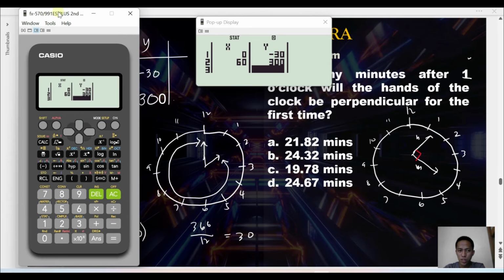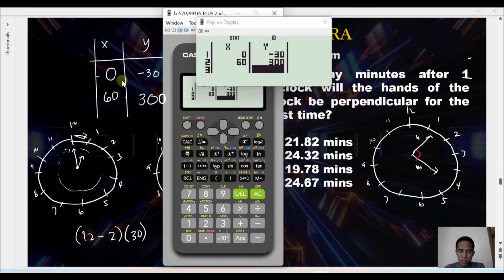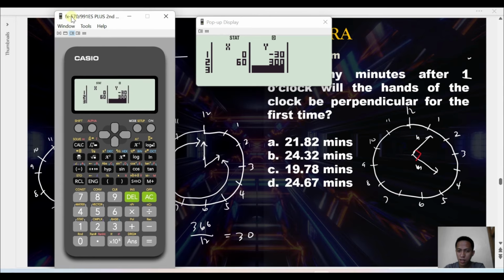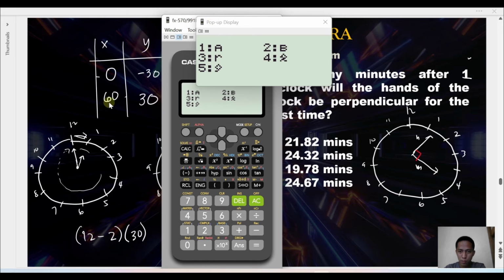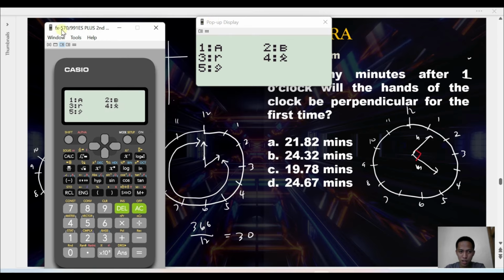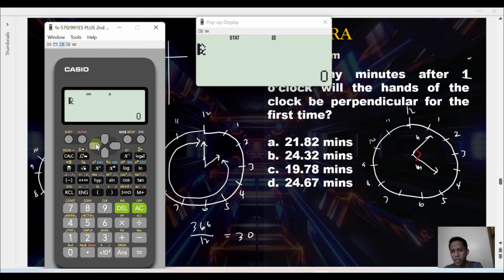So we are finding what is the time, so that is x, when the hands of the clock are perpendicular. Okay, press AC, then press shift, stat, regression. We are finding the number of minutes, so that is x. So x bar, 4. Next to x bar, we put the angle when perpendicular, so that is 90, right?